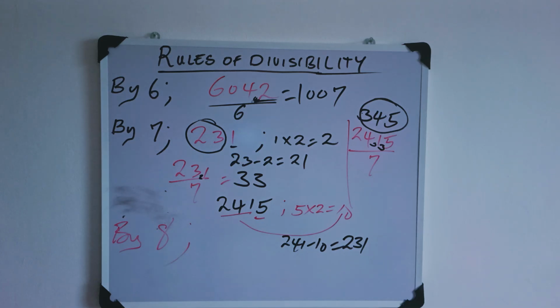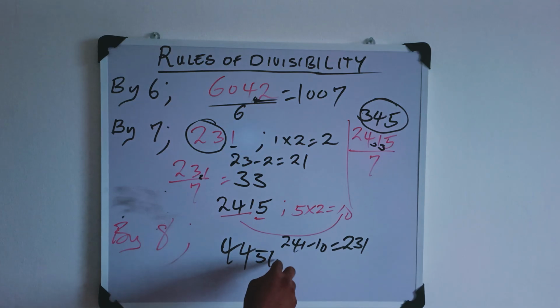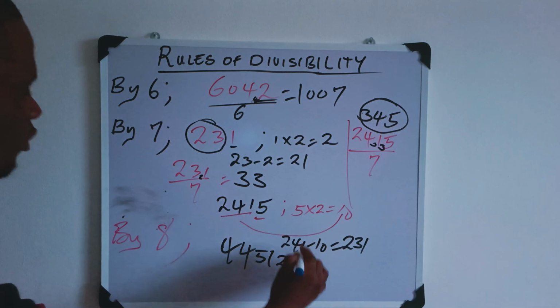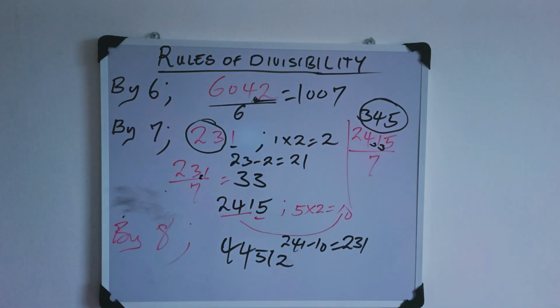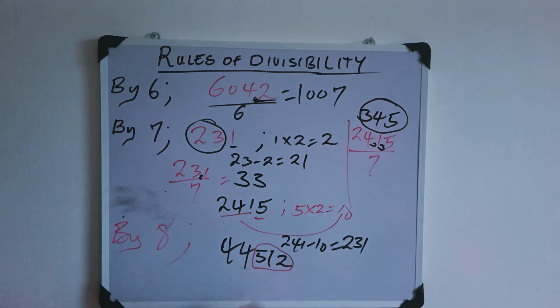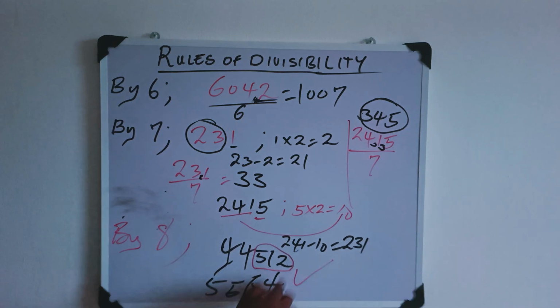So let's try 44512. The last 3 digits are 512. Is 512 divisible by 8? 5 plus 1 is 6, 6 plus 2 is 8. So that means this number is divisible by 8. If you divide it properly, you should have 5564.